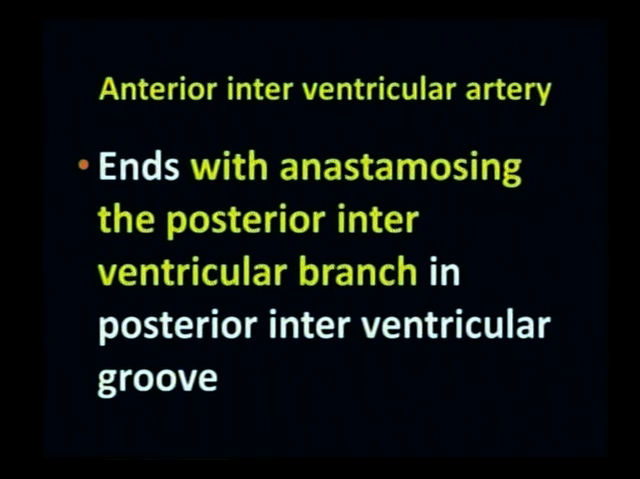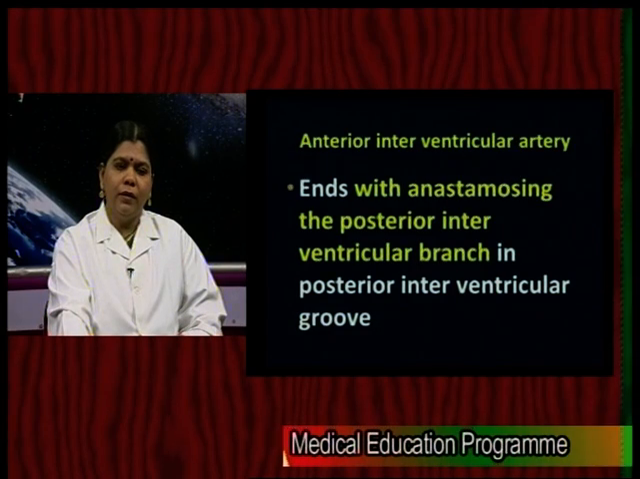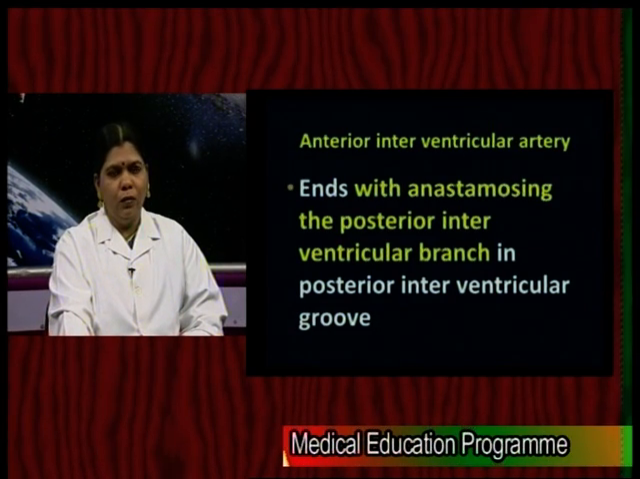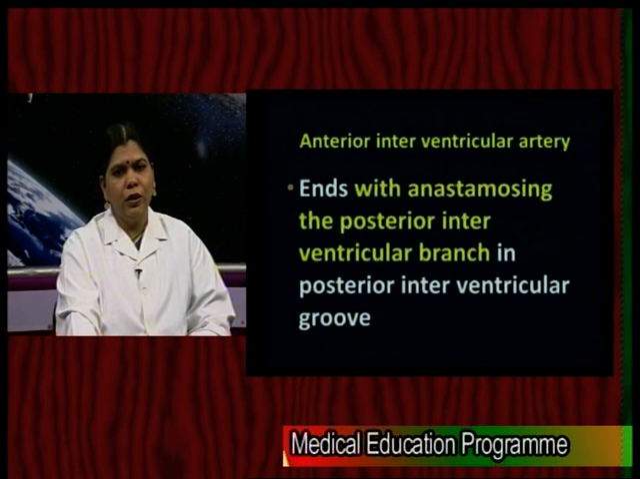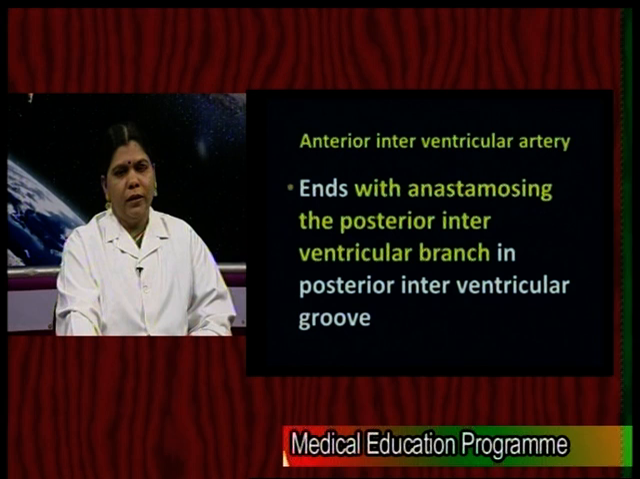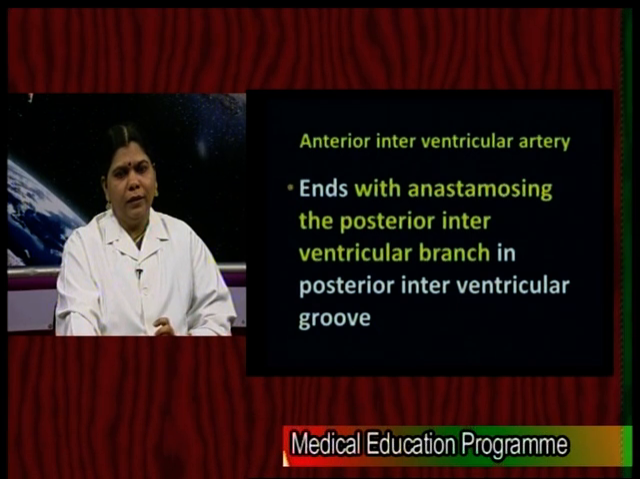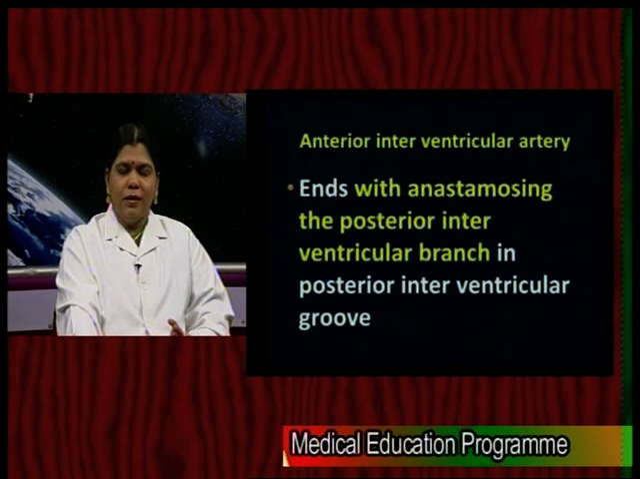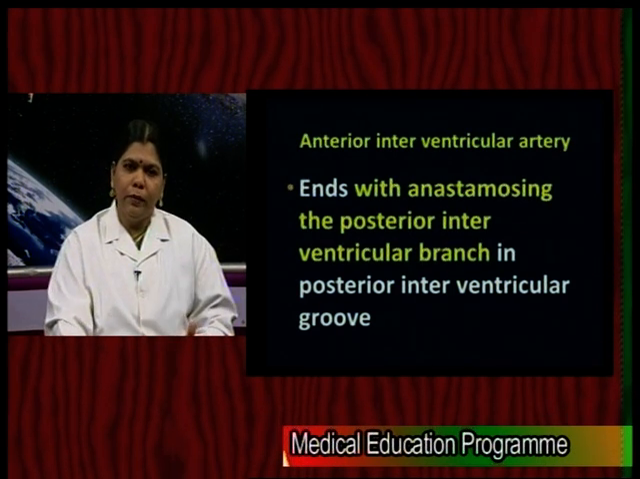The anterior interventricular artery ends by anastomosing with the posterior interventricular branch in the posterior interventricular groove. If you ask exactly where this anastomosis takes place, it is in the posterior interventricular groove at the junction of the anterior 2/3 and posterior 1/3. That is the place where the anterior interventricular artery terminates with the posterior interventricular artery. So, this is the course of the anterior interventricular artery. It is simple, it runs in the anterior interventricular groove. One structure accompanying it that the student should remember is the great cardiac vein, and its termination by anastomosing with the posterior interventricular branch.